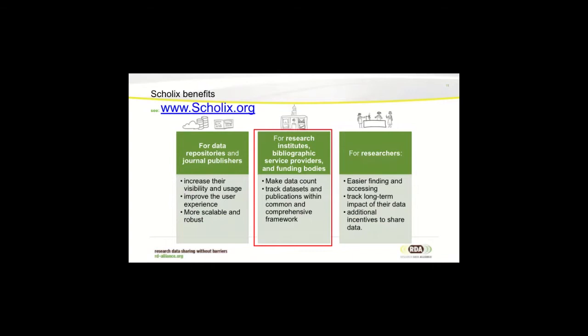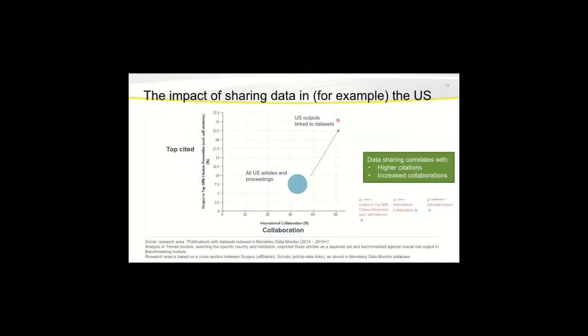And I think looking at the benefits for research institutes, bibliographic service providers, and funding bodies, as I said, we work with Make Data Count, who are trying to take a pragmatic and sensible approach towards data metrics, and also gives the capacity to be able to track data sets and publications within a common and comprehensive framework. So different people aren't trying to measure different things in lots of different ways that aren't actually comparable at all.